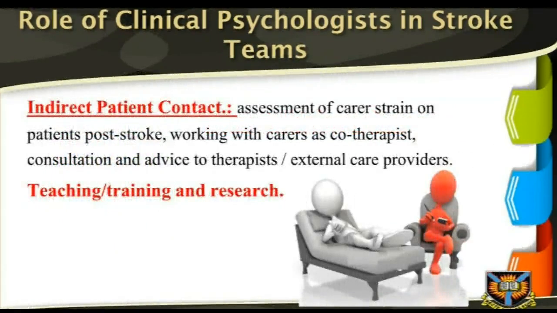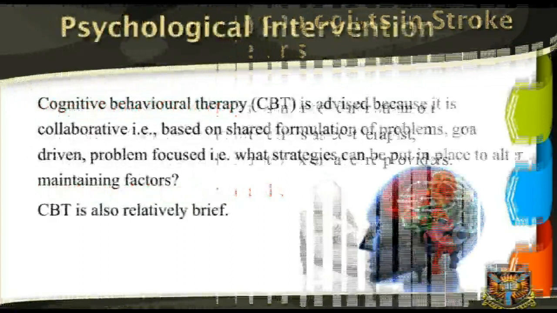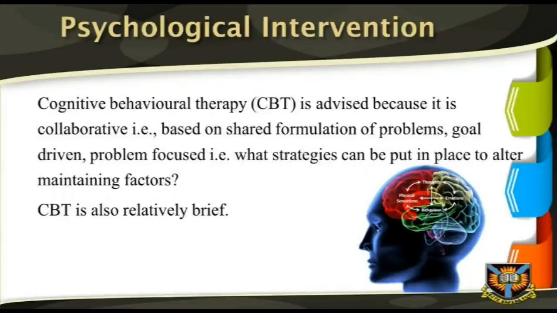2. Indirect patient contact. This includes an assessment of carer strain on patients post-stroke, working with the carer as a co-therapist, consultation and advice to therapists and external care providers. And 3. Teaching/training and research. Psychological interventions.